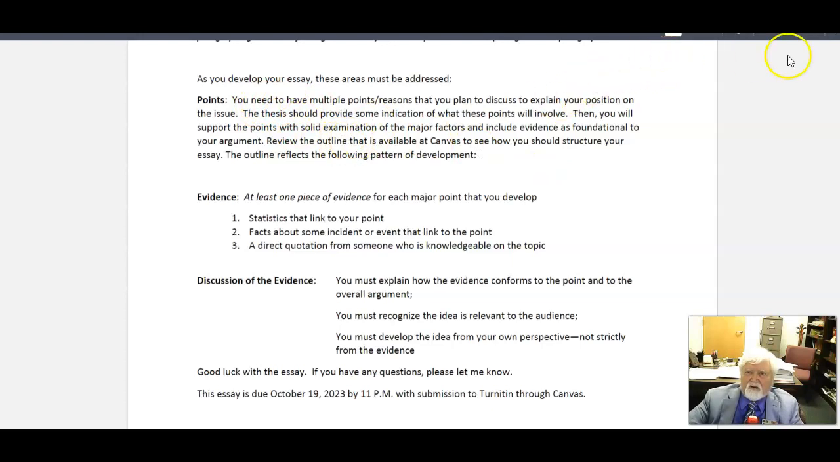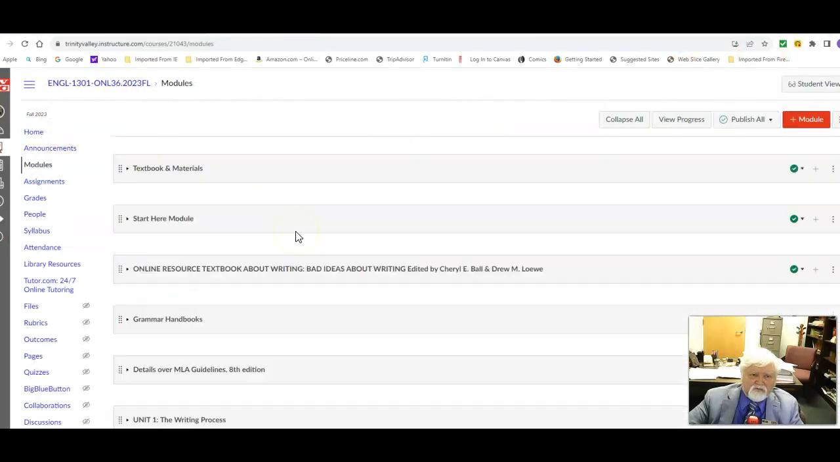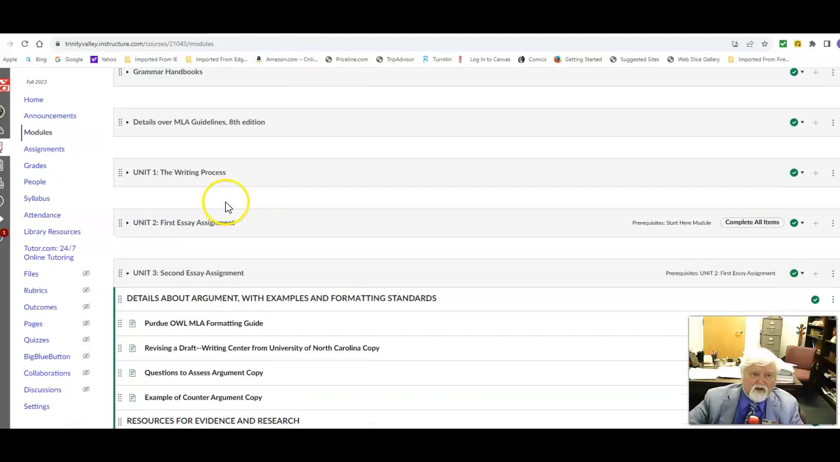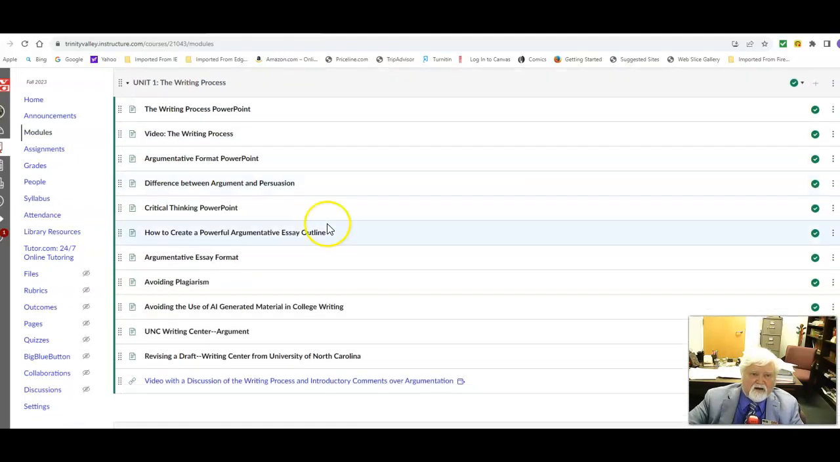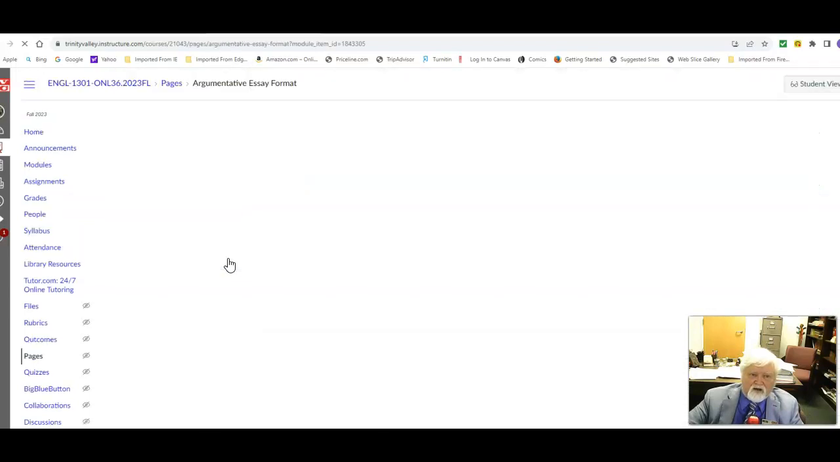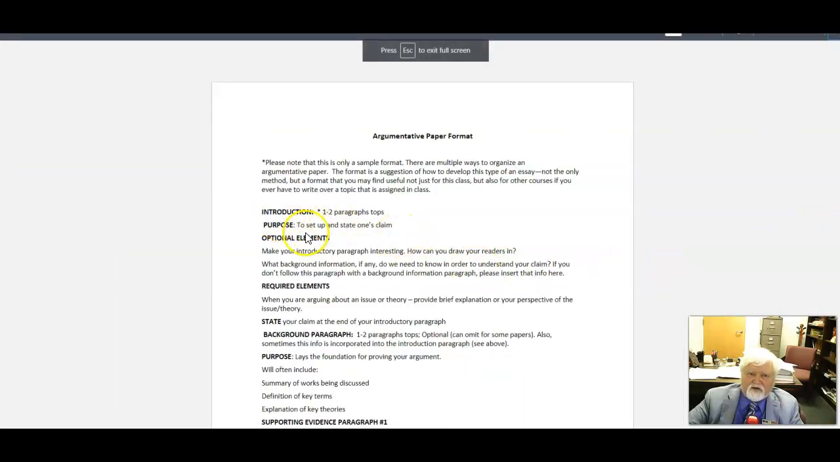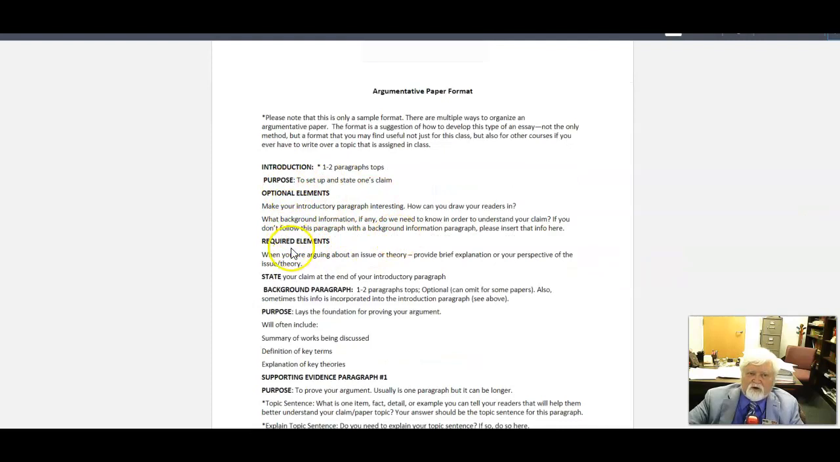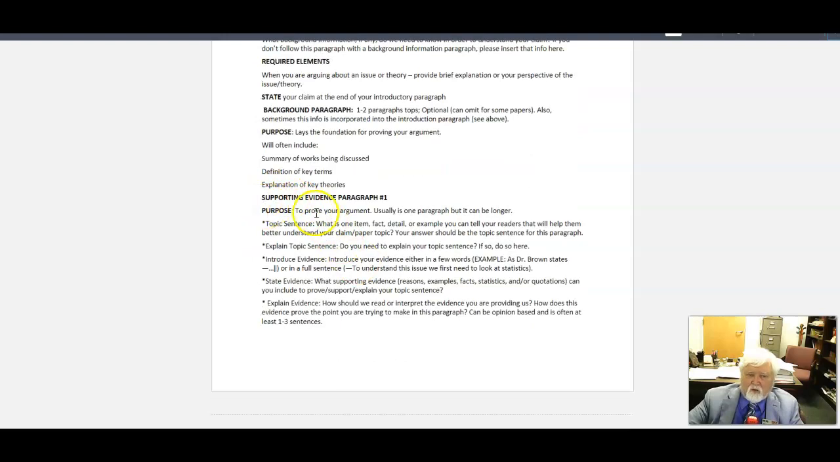Use the outline that's available at Canvas, and again, I'm going to show you that one. Under your modules, bear with me just a moment as it jumps up. Under the writing process, you had argumentative essay format. And in this handout, it shows you what's involved in the introduction, what you're required to have in the introduction, how you need to help to develop that introduction, then what needs to go into a supporting evidence.